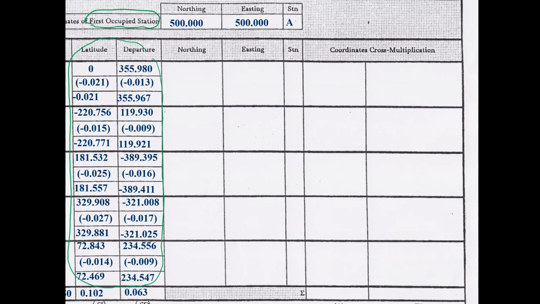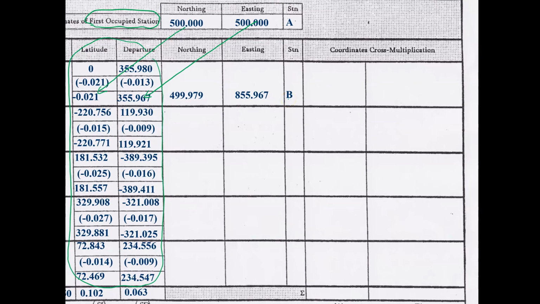Then to calculate the northing for the first point, which is point B after A, it is basically the northing plus latitude, and the easting plus departure. So 500 minus 0.021 will give you 499.979, and 500 plus that will give you 855.967. That is for station B, meaning that that is the coordinates of station B.